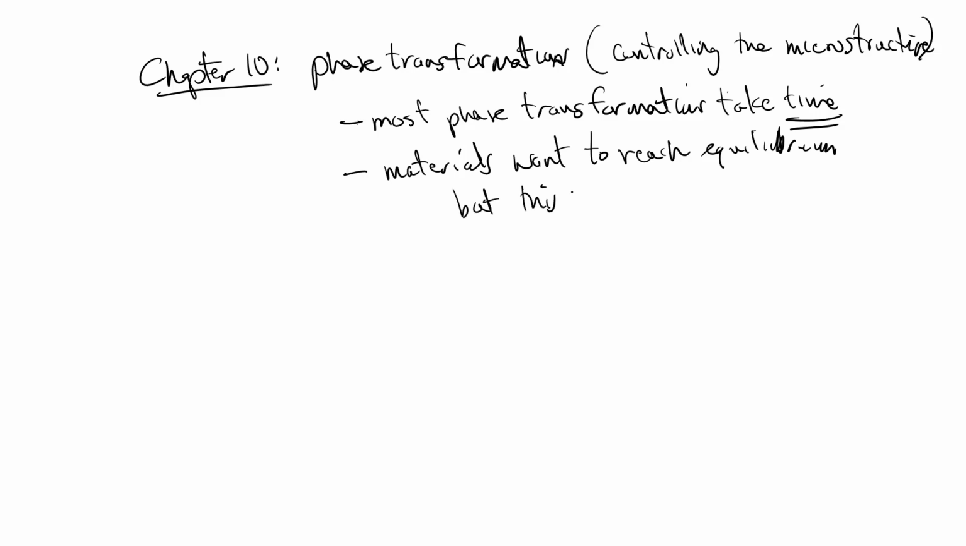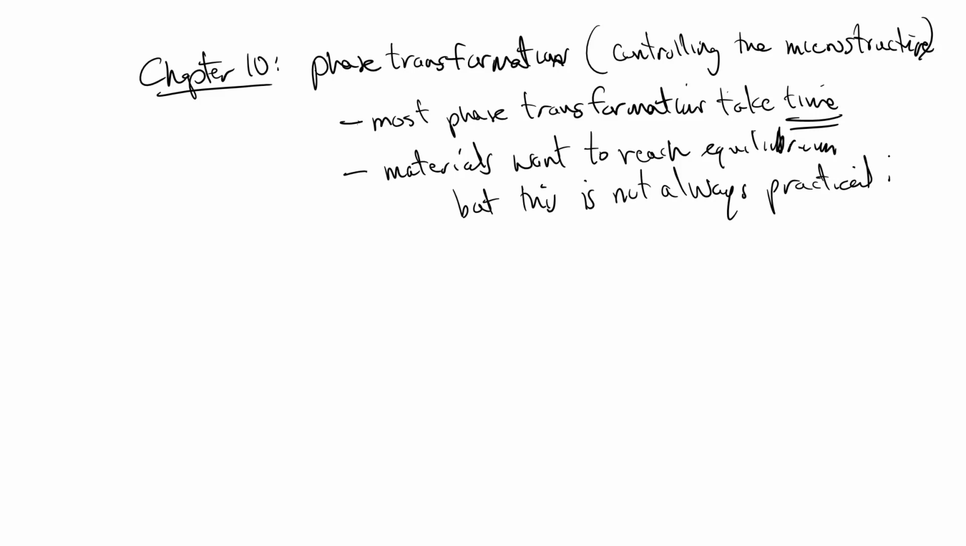Another aspect of this chapter that we're going to talk about is that materials want to reach equilibrium, but this is not always practical. Now we can take advantage of that too. Sometimes these non-equilibrium things that can happen can actually help us. So what do I mean by that? Well, let's go to the next slide.